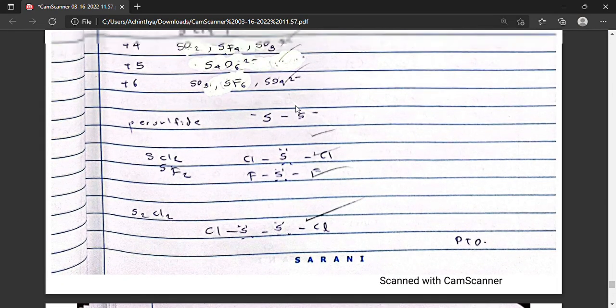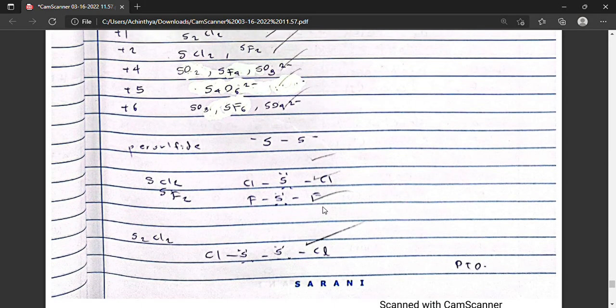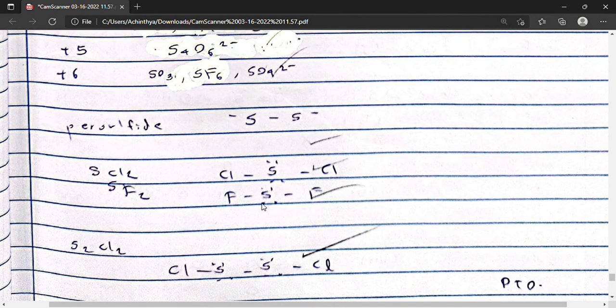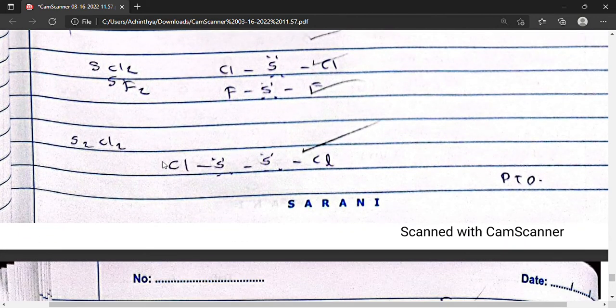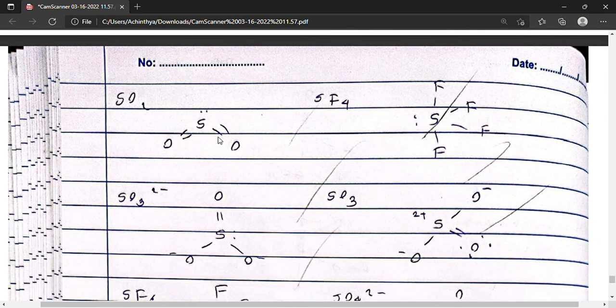This is what the persulfide ion looks like. This is the persulfide ion, -1 oxidation state. This is what sulfur difluoride looks like. This is S2Cl2. That's what it looks like. This is how sulfur dioxide looks like. This is how sulfur tetrafluoride looks like. Wow, it has an iconic seesaw shaped geometry.